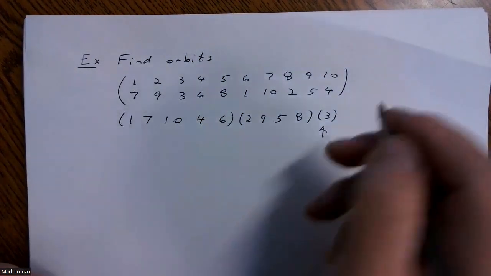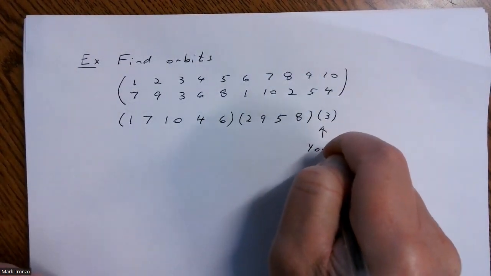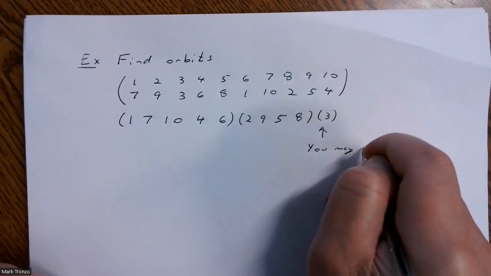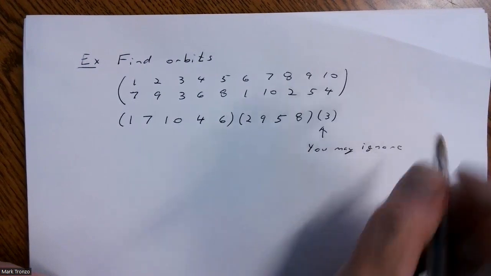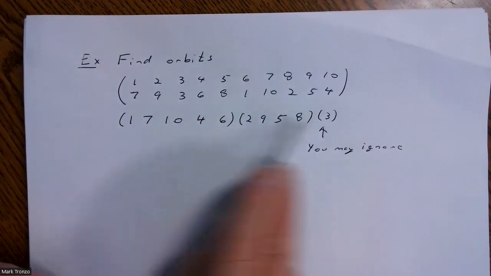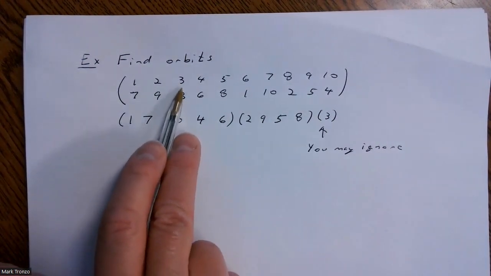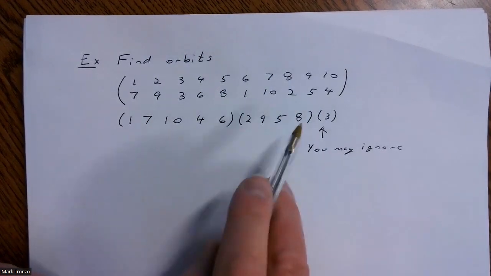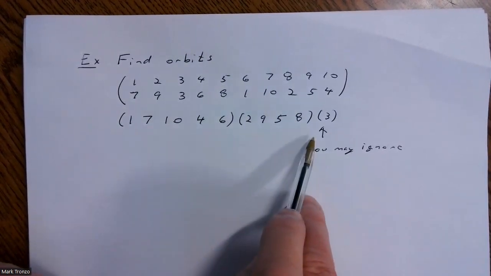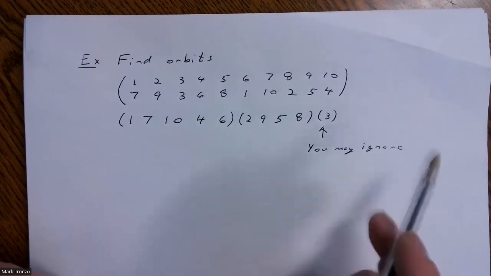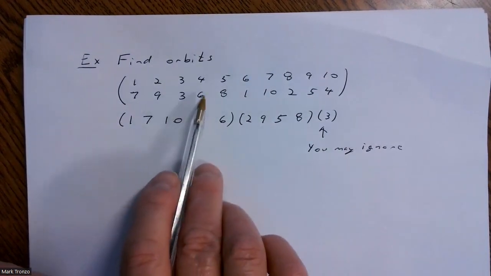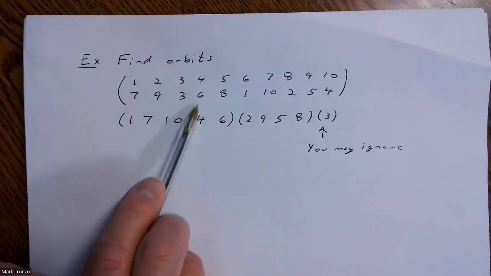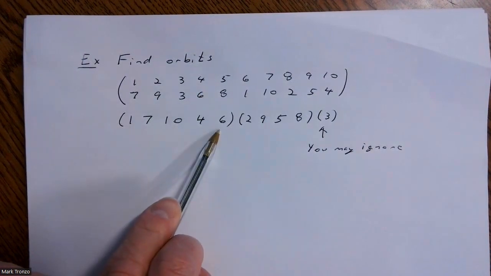A lot of people just leave it out, and a lot of times they won't put this in if it's just it to itself. They'll just leave it out, and then you just know if something's not here, it went to itself. So you can put it in or take it out and leave it off. That's up to you. And then notice here 4 is already taken care of.